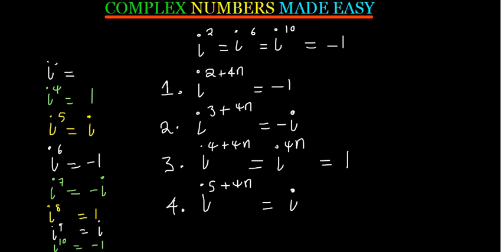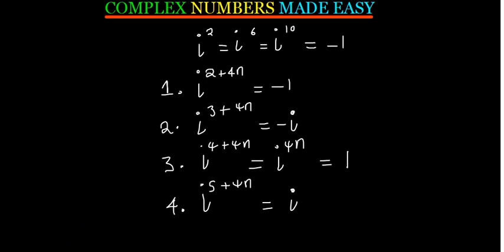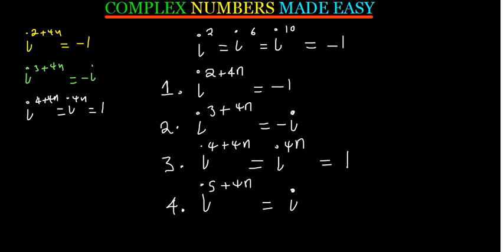Now, how do you apply this? Let me write this side so that you see when we apply them. i to the power 2 plus 4n is equal to negative 1. Then we have got i to the power 3 plus 4n is equal to negative i. Then we have got i to the power 4 plus 4n, or we can say i to the power 4n. This is giving us positive 1. And we have got i to the power 5 plus 4n. This is giving us i.